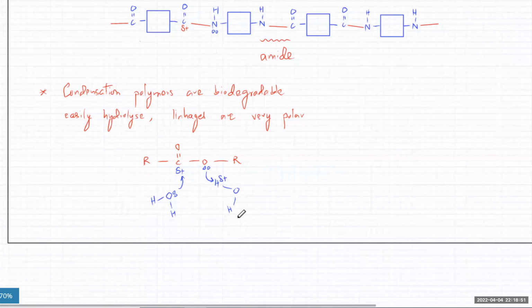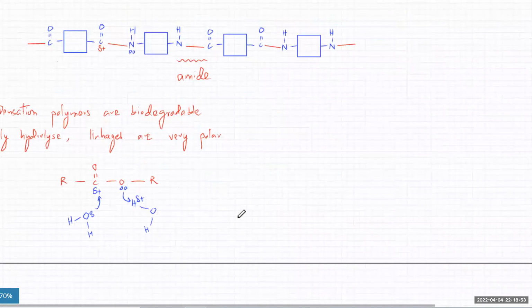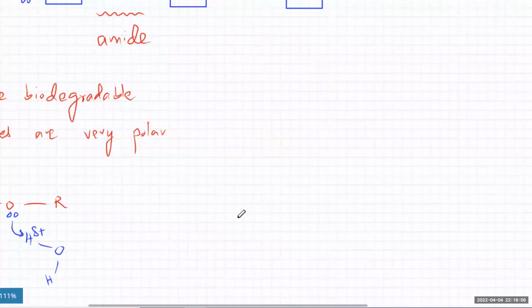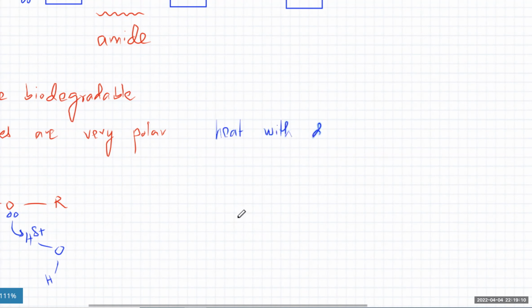So the linkages are very polar. Heating with dilute acids or dilute alkalis would definitely hydrolyze the condensation polymer. That is exactly what happens to protein when you cook it. You just heat it with dilute acid or alkali for hydrolysis to happen.